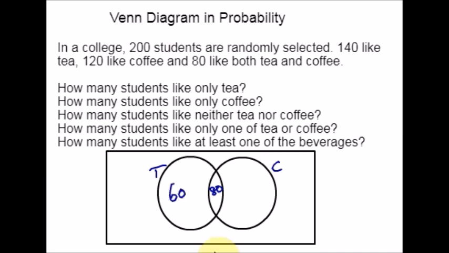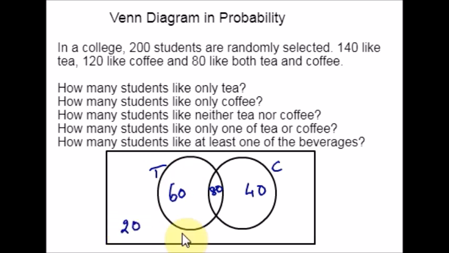Can you follow so far? Same way, 120 like coffee. Already we have entered 80 as a portion of C. So just subtract this 80 from 120. So the leftover is 40. Now the total is 200 and we have entered 60, 80 and 40. So this total is 180. Subtract this 180 from 200. So you'll be getting 20. So 20 comes under the none area.